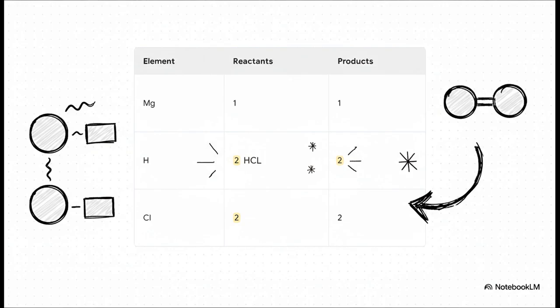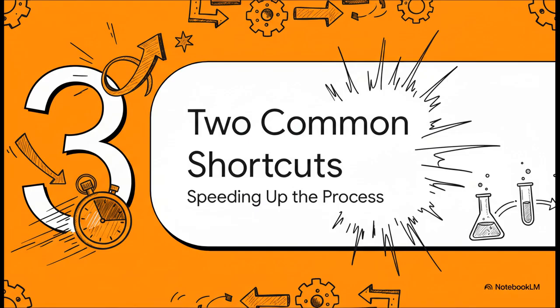So by putting a 2 right in front of the HCl, look what happens. Our count for the reactant suddenly changes. Now we've got 2 hydrogens and 2 chlorines on the left, which perfectly matches the right. And just like that, the equation is balanced. Okay, that tally method, it works. It's solid. But let's be honest, it can get pretty slow with more complicated equations.